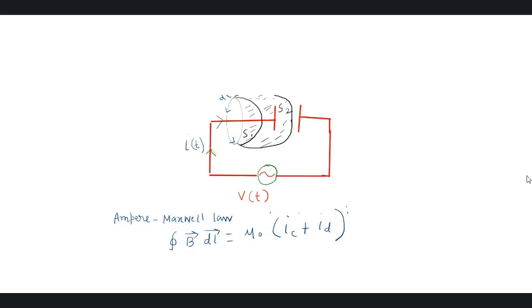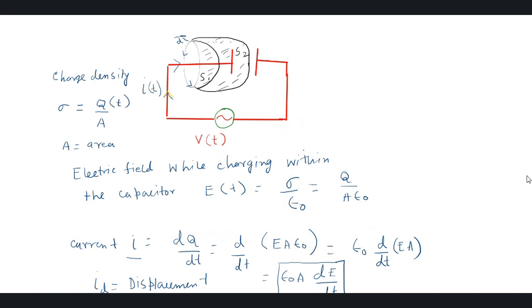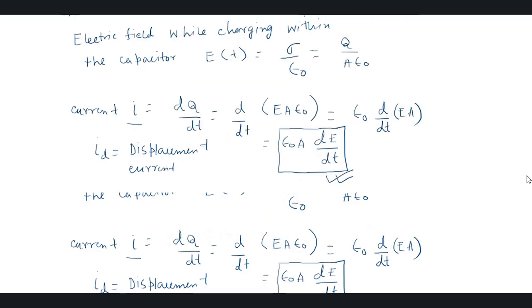Conduction current is the current which is flowing through the wire like this, which is due to the flow of the charge carriers, and it is existing in these wires. But in the region between the plates we have displacement current, and it is arising due to, as we have seen, the change in electric field. This one is I_D, the displacement current.